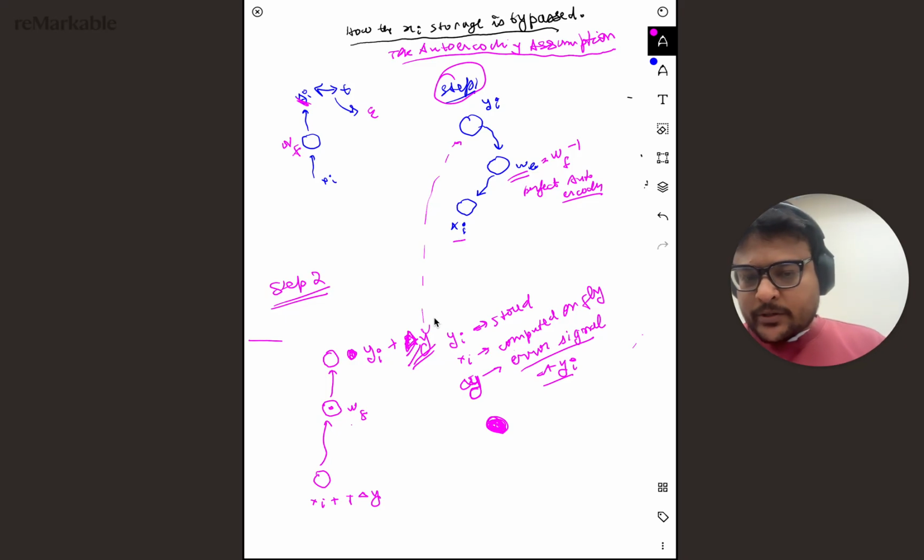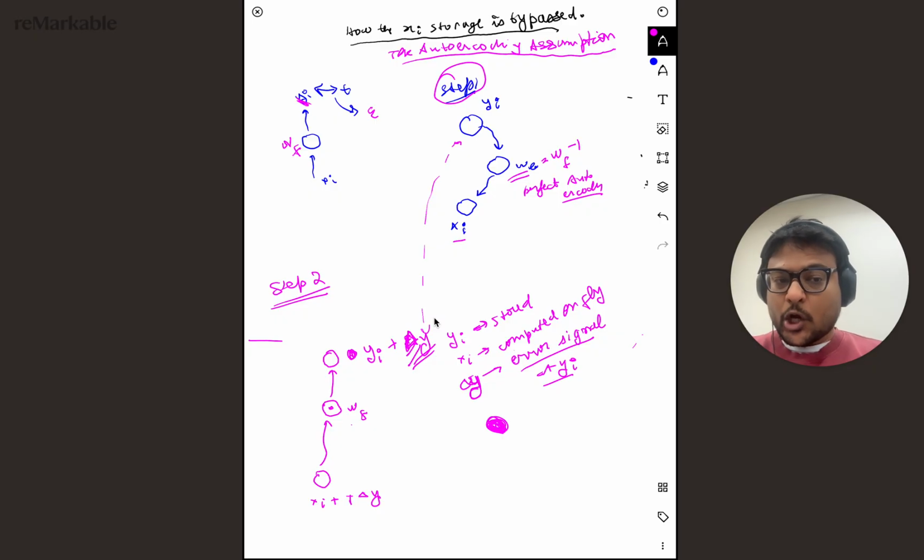Okay, so now I'm going to describe a way in which you don't need to store xi or intermediate activations during the forward pass in a neural network at all. And the idea is very simple. Let's say that you have an input xi, and then you made a feed forward pass, and during the forward pass your network's weights were wf, and you computed yi.